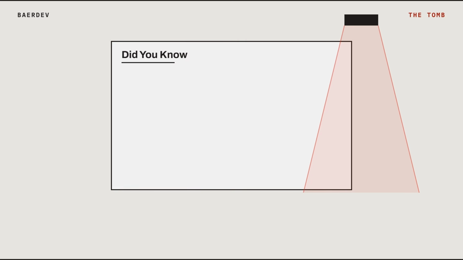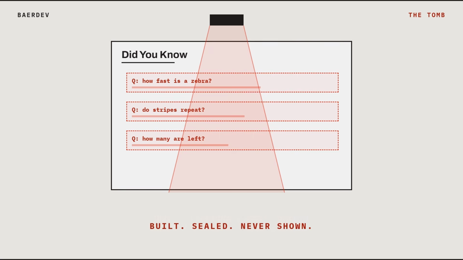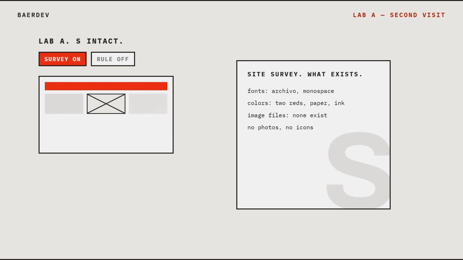The better she gets, the quieter her failures get. The broken picture shouted from across the room. This one says nothing at all. Lab A again. This time with the S intact. Survey on, rule off. The page came back rich.